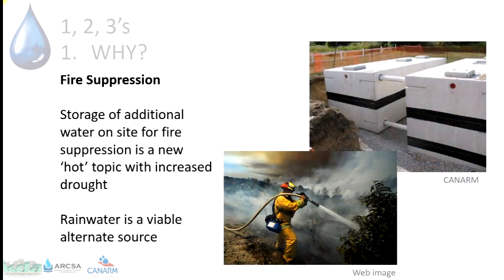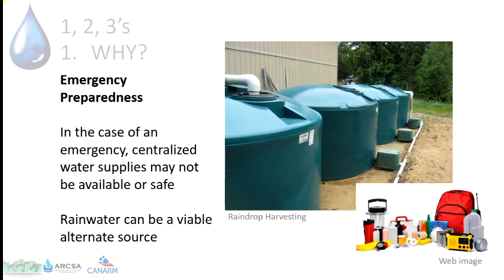Fire suppression: by having a storage area of water that the fire department can access, or having it ready to go with a sprinkler system. That's pretty important in reducing the incidence of fire, and also reducing insurance claims. Rainwater can be used for that.